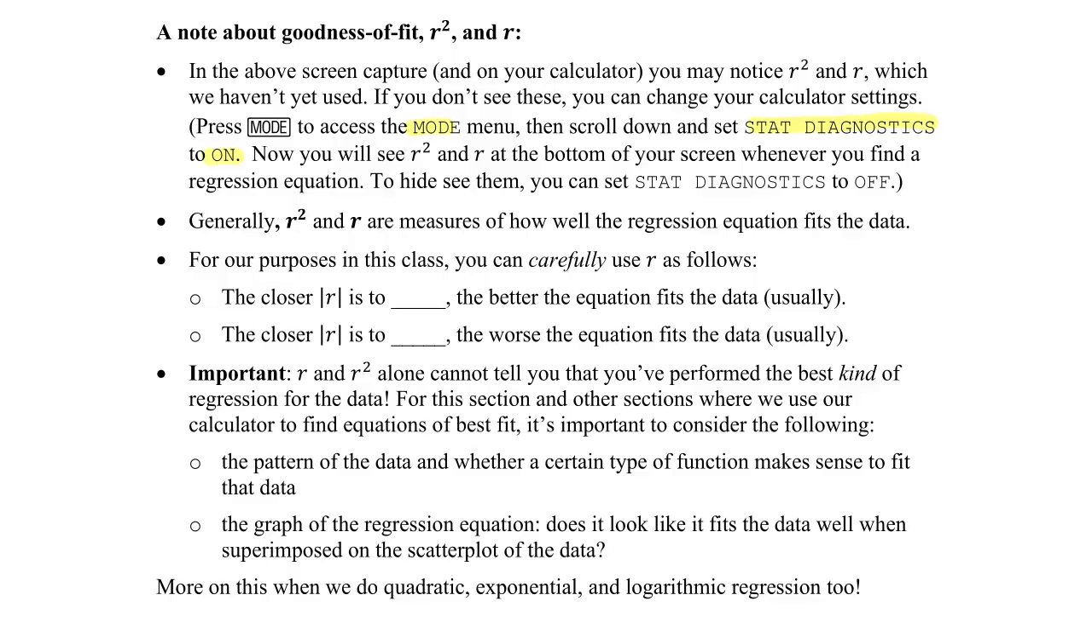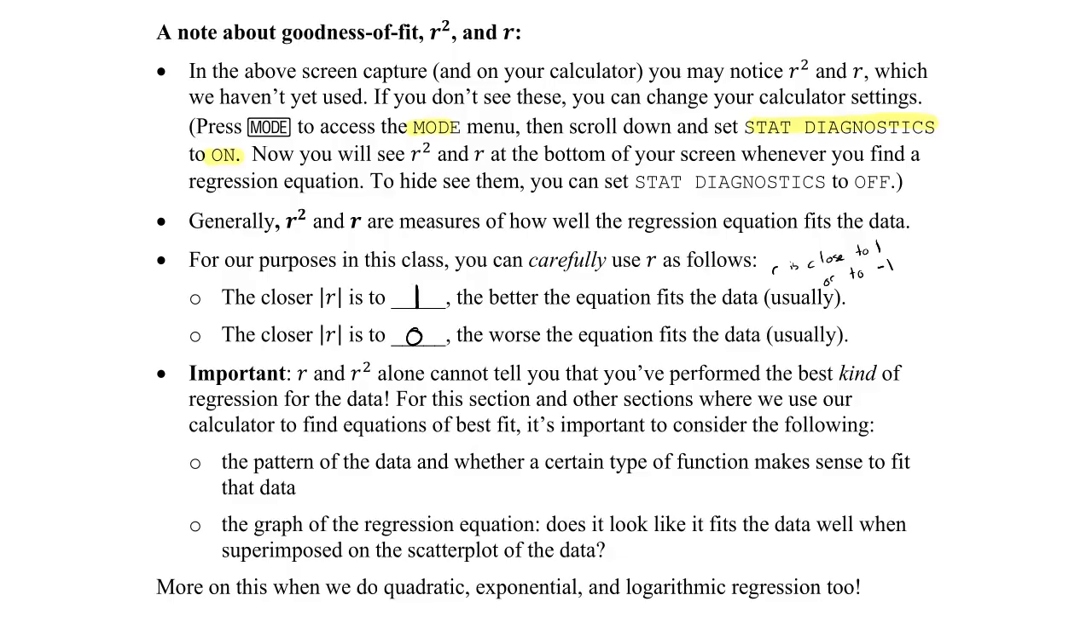If R is close to 1 or to -1, so if the absolute value of R is close to 1, that means the equation is a better fit for the data. If R is exactly 1, that means that we have a perfectly linear relationship and we're real happy. On the other hand, if the absolute value of R is close to 0, so that means it's either a very small positive number or a very small negative number, then the equation is not a very good fit for the data.